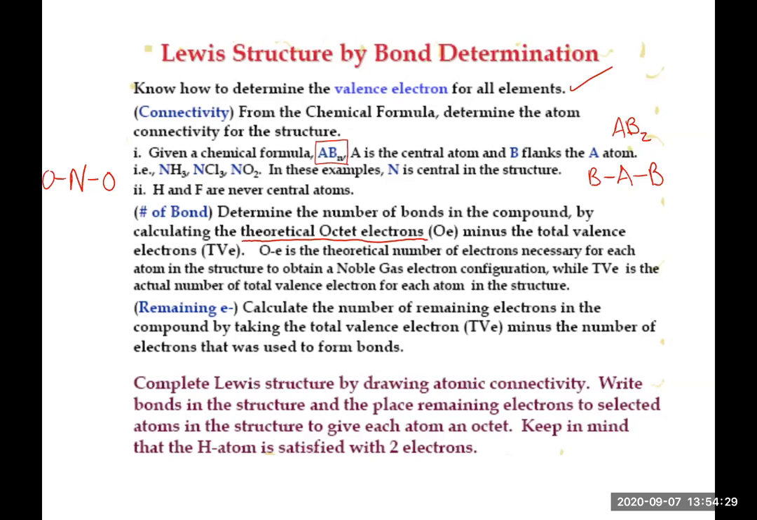Then we need to determine the valence electrons, the total valence electrons. And we know how to get the total valence electrons. As we said up top, we just go to the group, column, or family number, and that tells us how many valence electrons there are for any element. We subtract the total valence electrons, which is what we have, from what we actually want, which is the theoretical octet electrons.